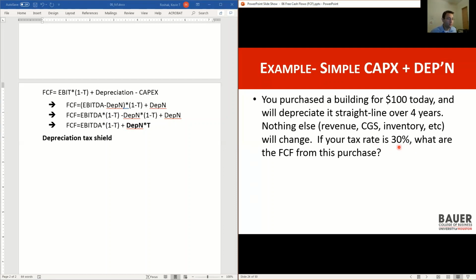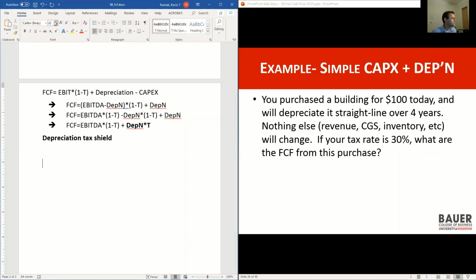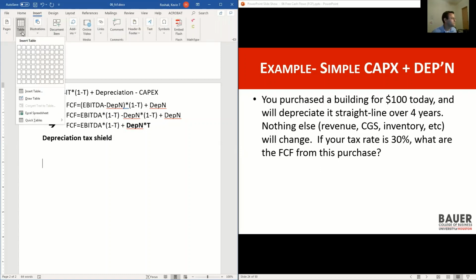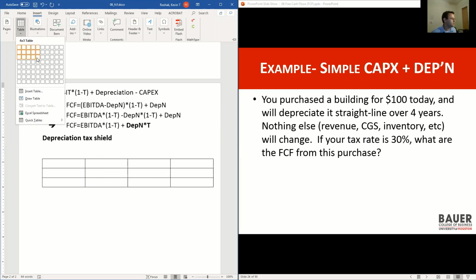Your tax rate is 30%. We're going to find the free cash flows from this purchase for the next 4 years. Okay, so let's bring up our table. For any of these problems, drawing out kind of a table is a good first step.